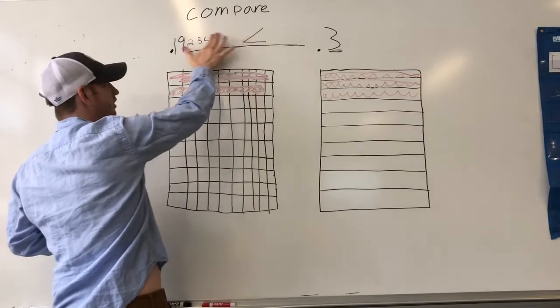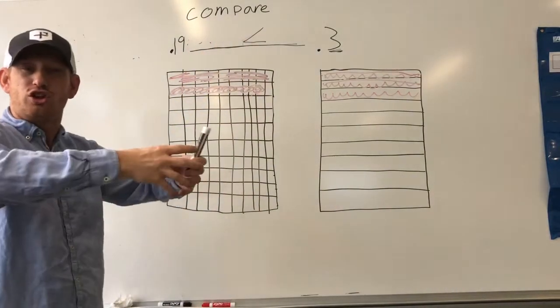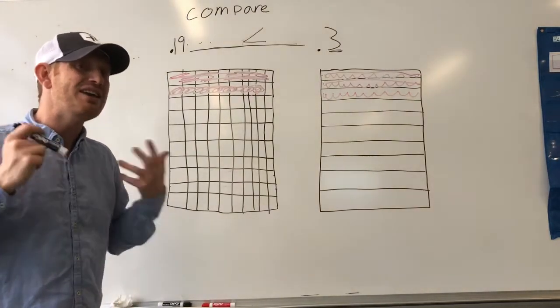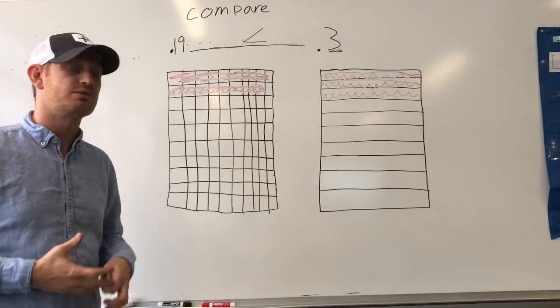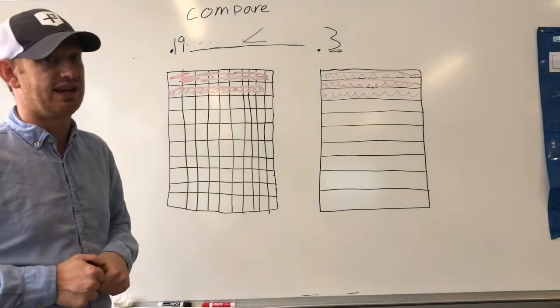It's a little hard to think of intellectually because we think of longer numbers as having greater value. But that's not necessarily true when it comes to decimals. And the area model really helps bring that to life.